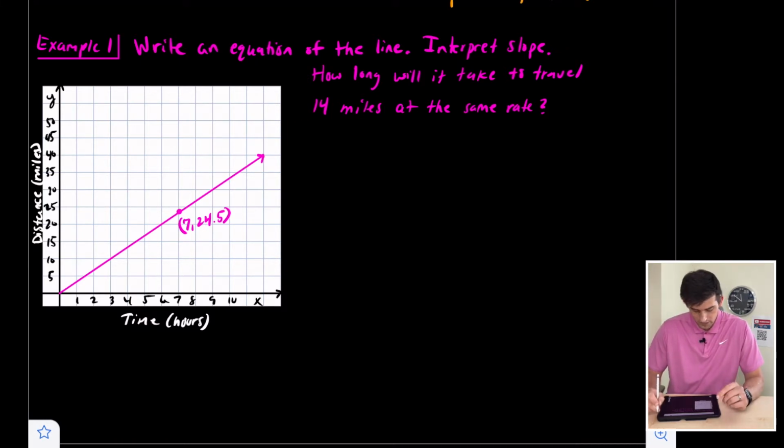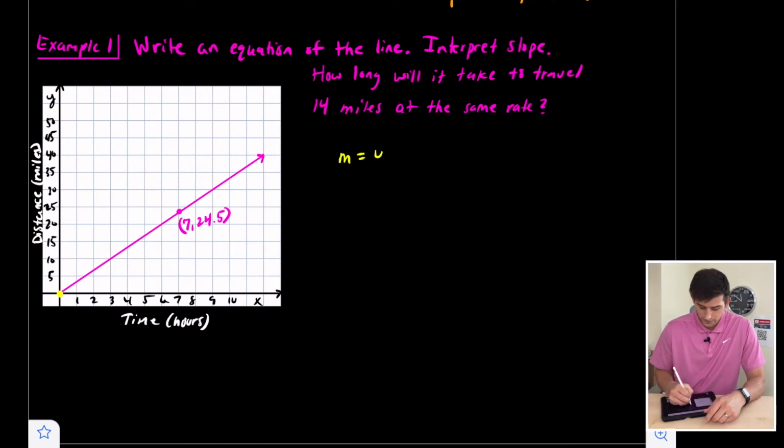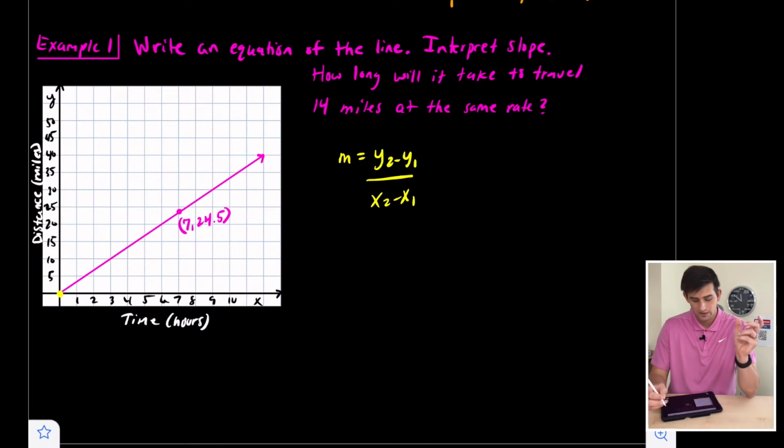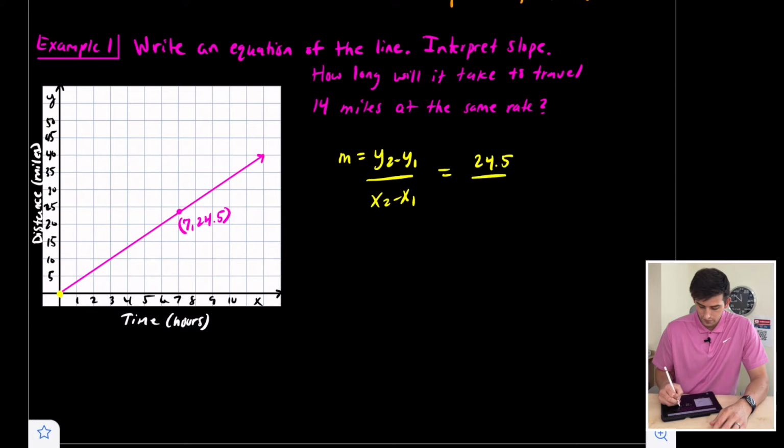So one thing to notice about this graph is that it goes through our origin here, which means this is going to give us a proportional graph. So if we don't know the slope right now, we could do y2 minus y1. So if we write this down, m equals y2 minus y1 over x2 minus x1. But one thing we notice, the point that we're given, 7, 24.5, that's one of our points. But another point is the origin, right, which is 0, 0. So if I use those 2 points, this is just going to become 24.5 over 7.